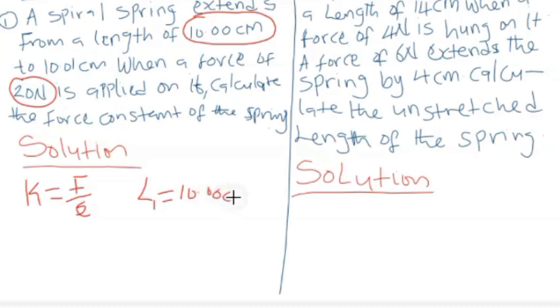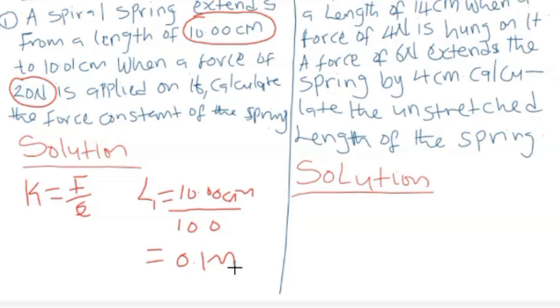10.00 centimeter. It's in centimeter, so you have to change it to meter. In changing it to meter, we divide by 100. All right, so if I divide 10.00 centimeter by 100, I will have 0.1 meter. All right, that is my initial length of the spring.